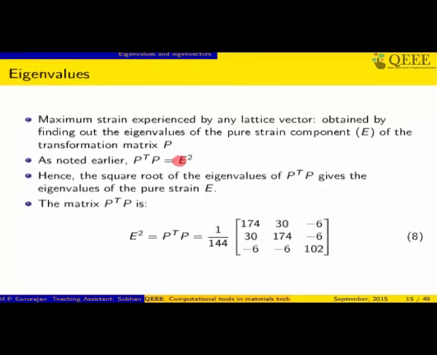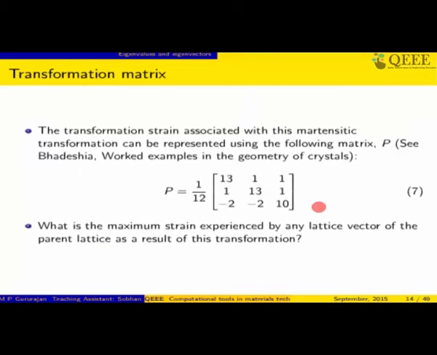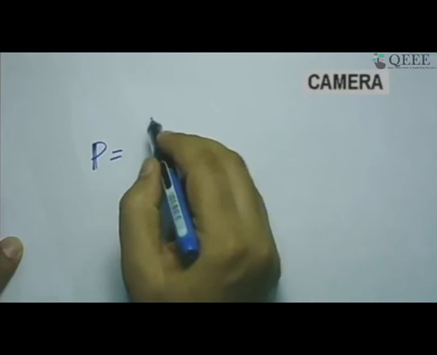So if we can get the eigenvalues of P transpose P, and if we take the square root, then those will be the eigenvalues of pure strain E. Those eigenvalues will tell how much is the maximum strain experienced by any lattice vector. So P is given. Let us do this.